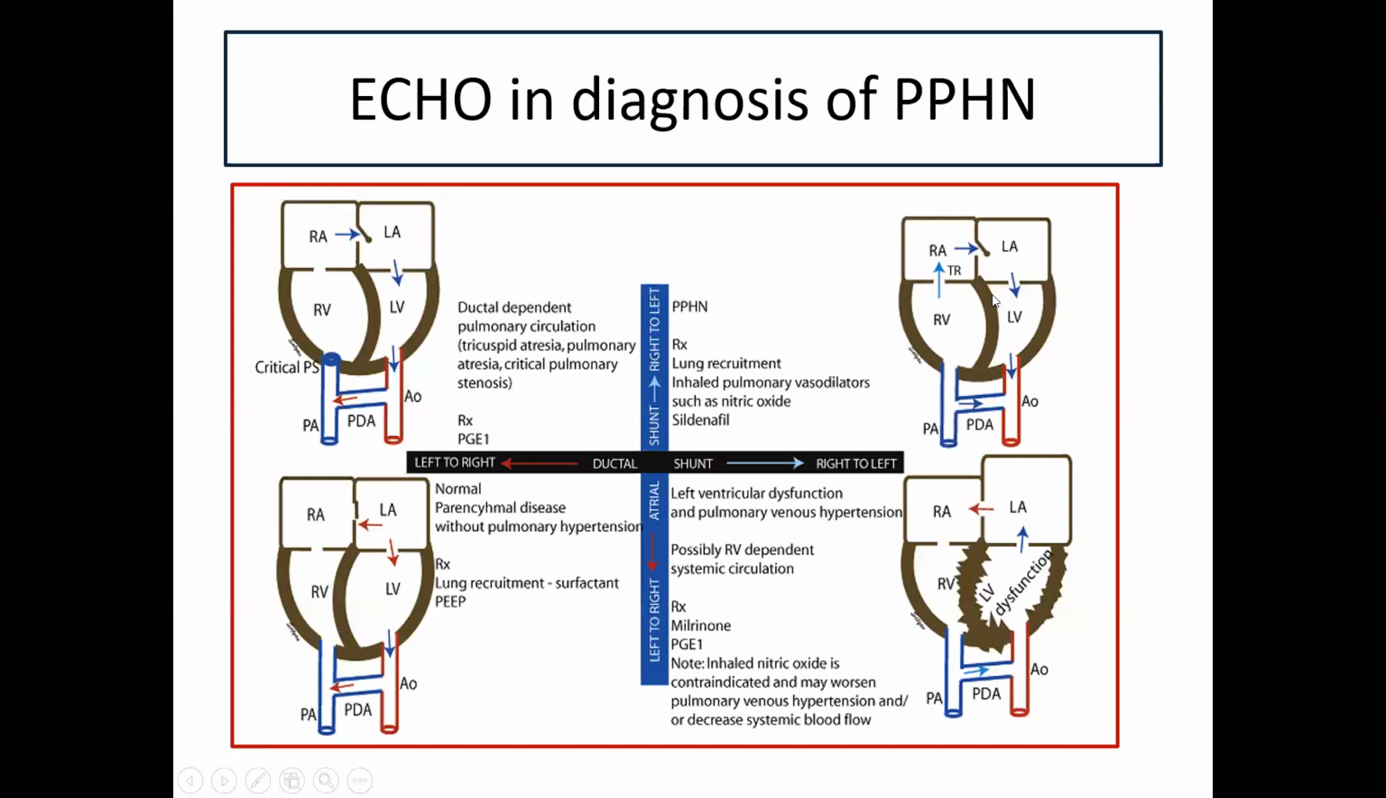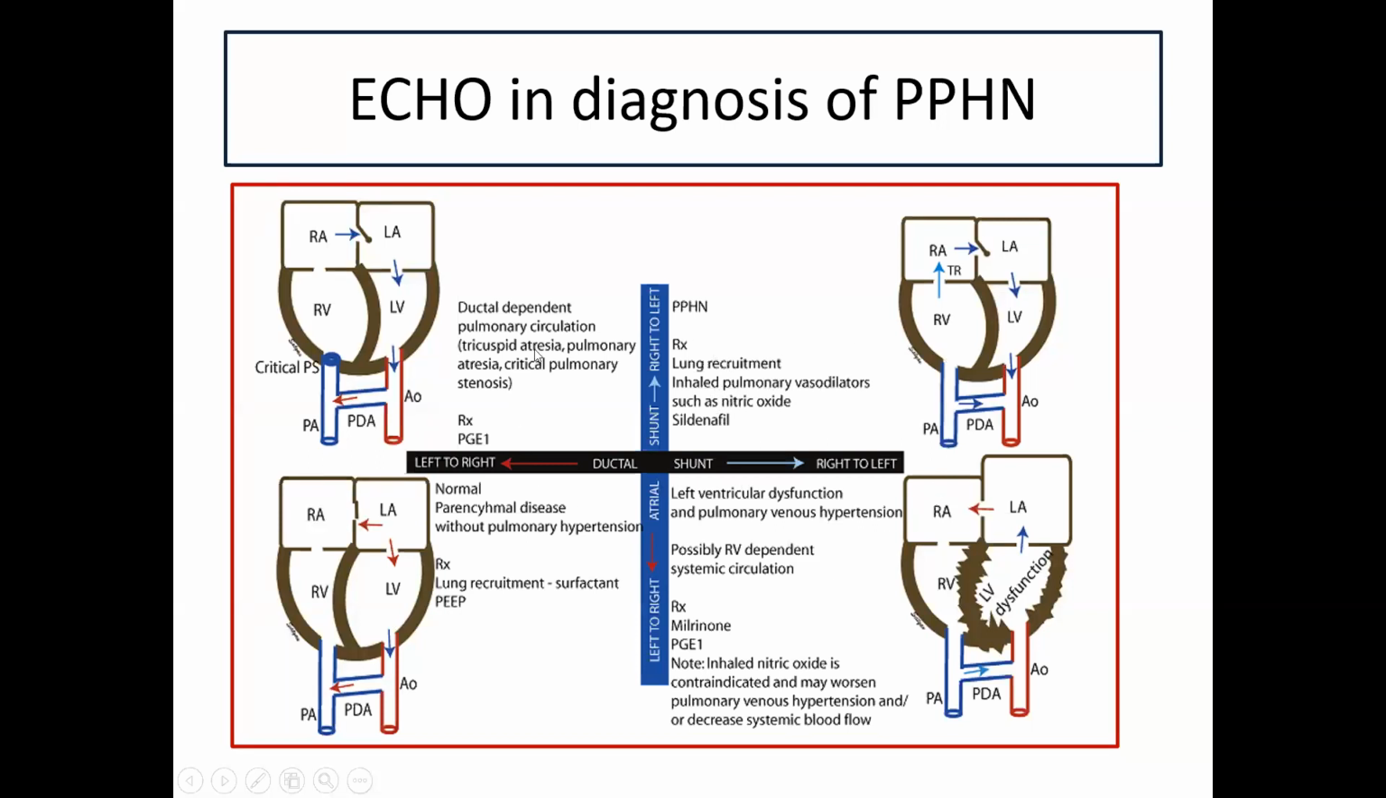So in classical PPHN, which as we all know is the presence of increased right-sided pressures, usually resulting in extrapulmonary, or intracardiac, extrapulmonary right to left shunt is the right word. So you tend to see right to left shunt both across the PFO as well as the PDA. The treatment of PPHN, which we will be discussing a little later, would involve the recruitment of the lung to the maximum FRC as well as the use of pulmonary vasodilators.